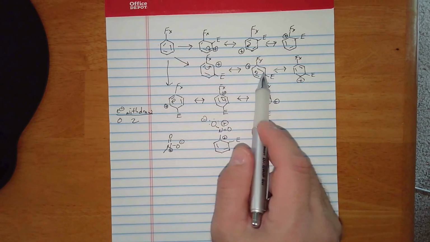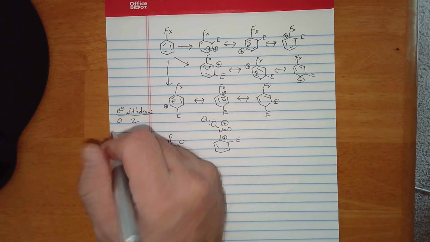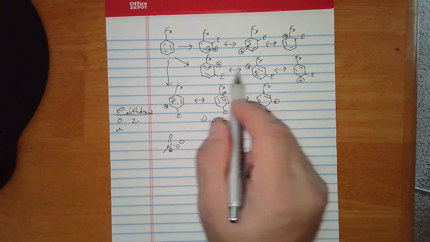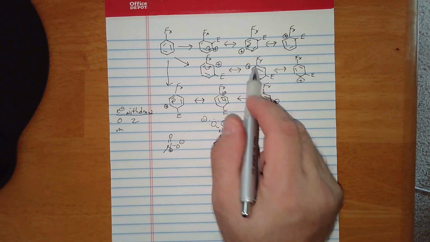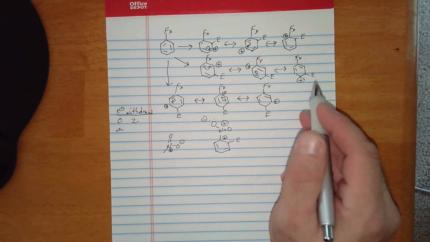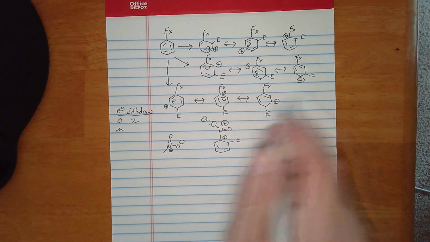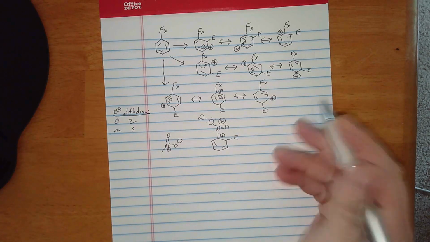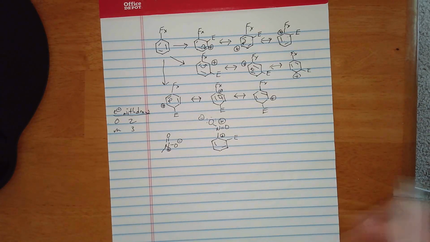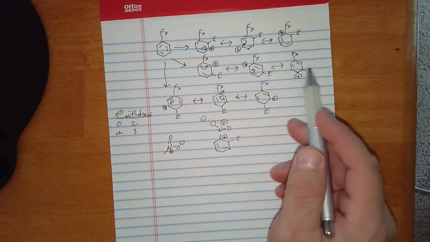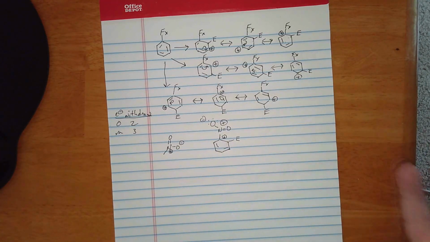So now if we look at meta-substitution, with meta-substitution, that positive charge is never on the carbon attached to the functional group. So all three of these resonance structures help stabilize that carbocation intermediate, in essence the same. So you have three stabilizing resonance structures that help about the same amount.